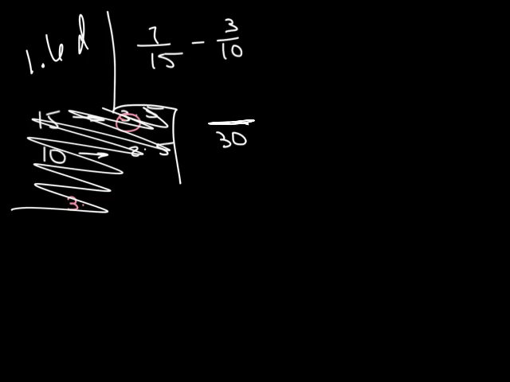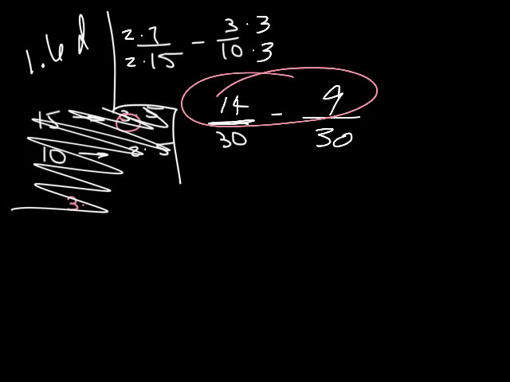So what did we do to change that 15 to a 30? We multiplied it by 2, which means we multiplied the top by 2. Again, whatever you do on the top or the bottom, you have to do on the other one. So we multiplied 15 times 2 to get 30, 7 times 2 to get 14. And this became 30 as well. And what did we do? We multiplied 10 times 3 to get 30, so we multiplied 3 times 3. And we get that. So now that we have common denominators, we just subtract these.